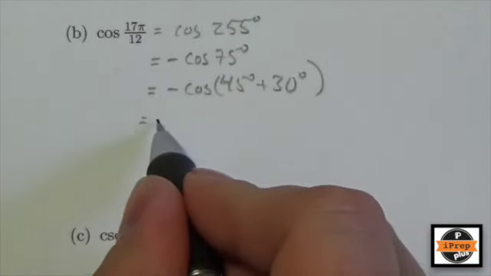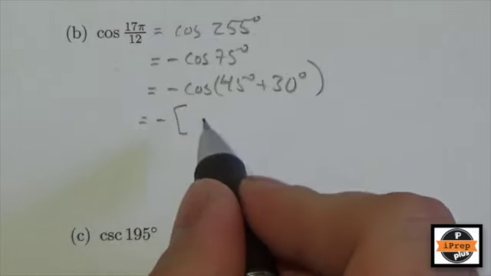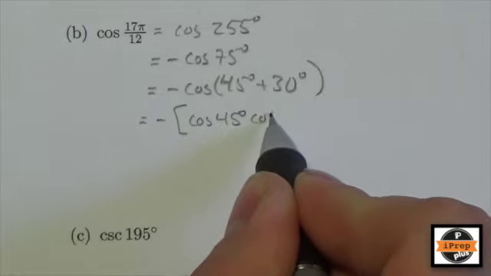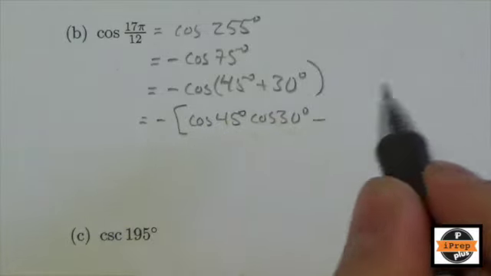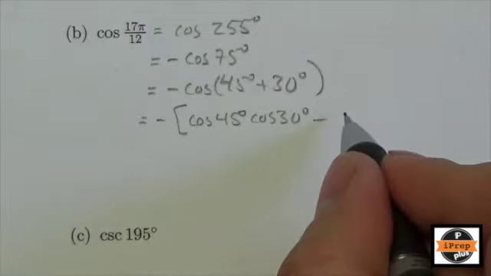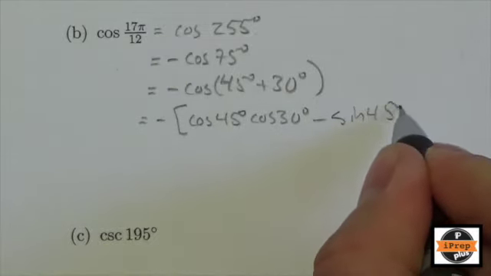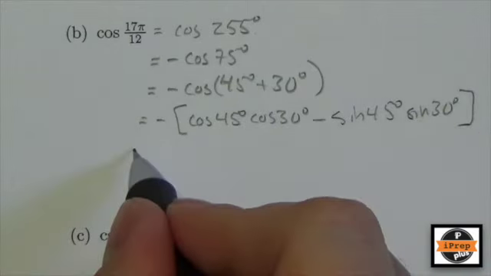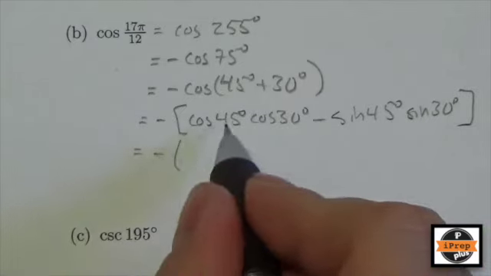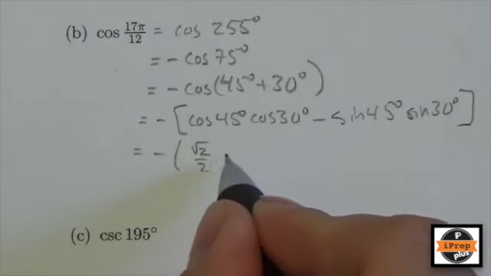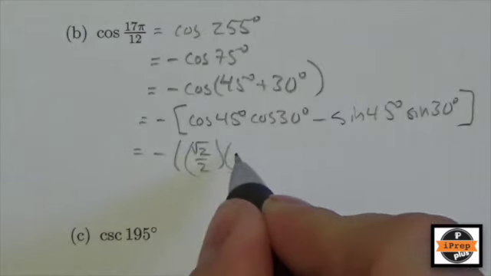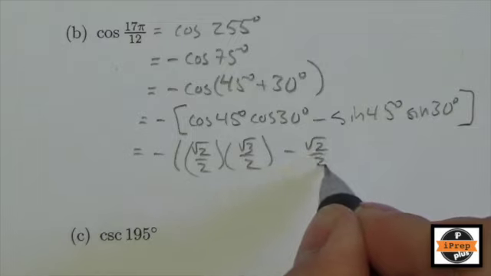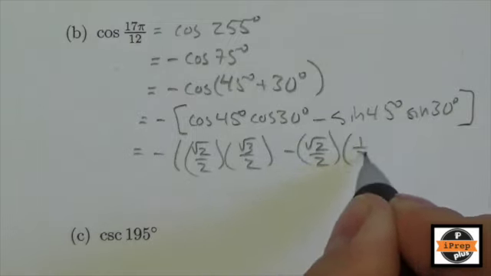Now, bearing in mind that there's going to be a negative out front that's going to need to be distributed through here in a bit. But this will end up being the cosine of 45 degrees, cosine of 30 degrees, minus, because cosine changes the signs here, the sine of 45 degrees, sine of 30 degrees. Okay, now I'll plug those in. The cosine of 45 will be root 2 over 2. Cosine of 30 is going to be root 3 over 2. Sine of 45 is root 2 over 2. Sine of 30 is 1 over 2.